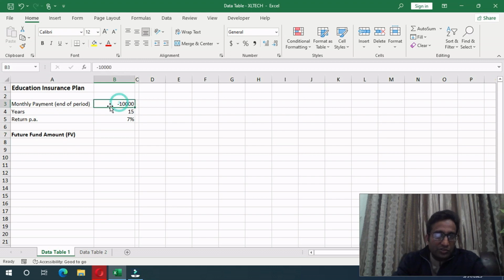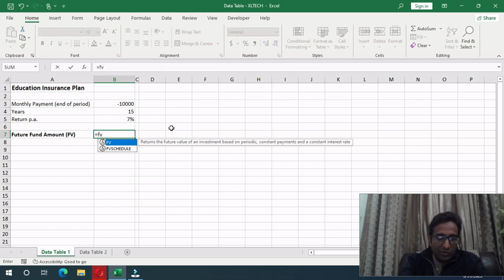Now this minus value shows that it is a cash outflow, so that's why we mention this value with a negative sign. Number of years is basically the period for which you are going to buy the plan. Returns per annum is 7%. Now we have to find the future value after 15 years, meaning how much money you will have based on the monthly 10,000 amount and 7% per annum return.